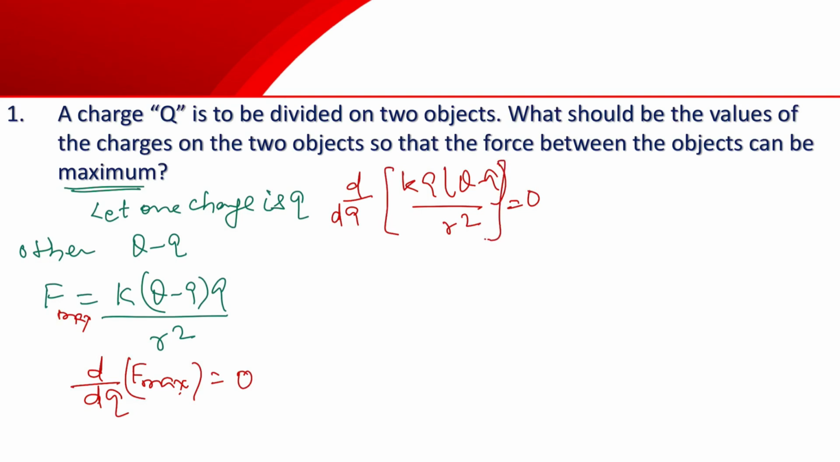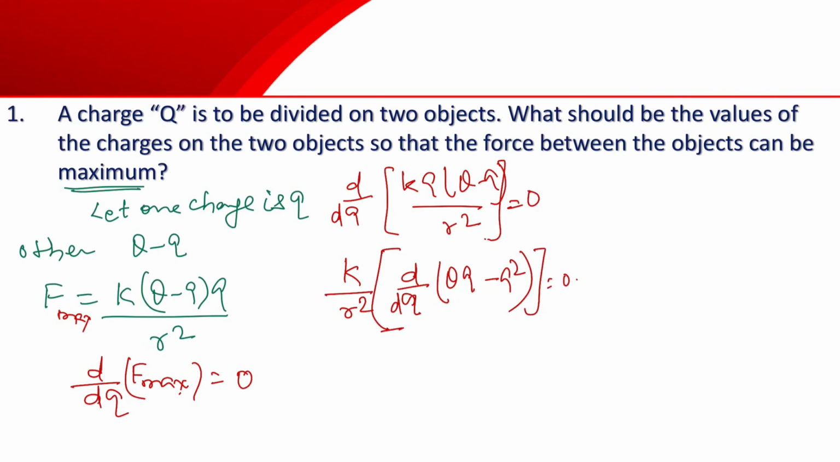d by dq of all this should be equal to 0. Now here k is constant, r square is also constant, so we can take that outside, d by dq of q times (Q minus q) square. This will be equal to 0. So we can write d by dq of q(Q minus q) square equals 0. That means we have taken this to this side, hence it becomes 0.